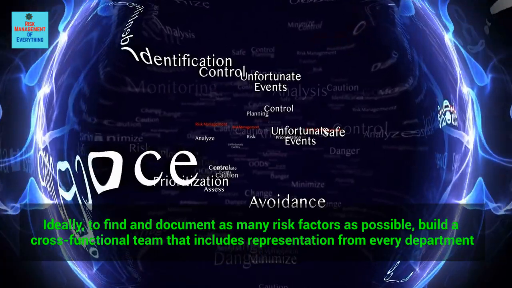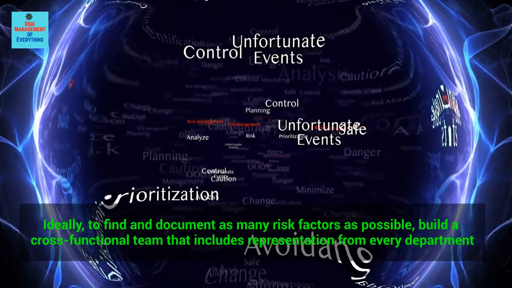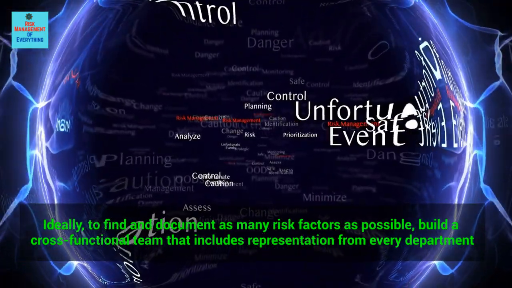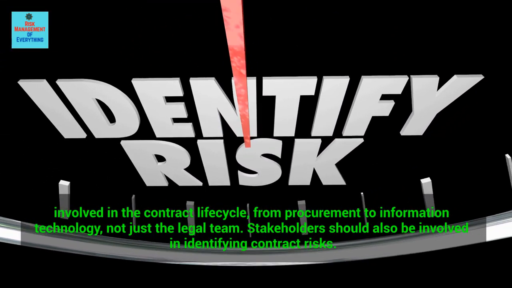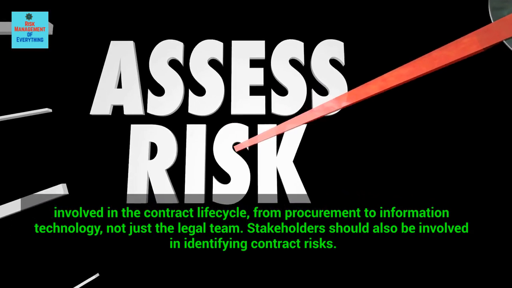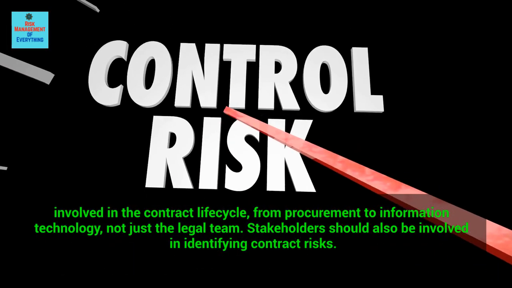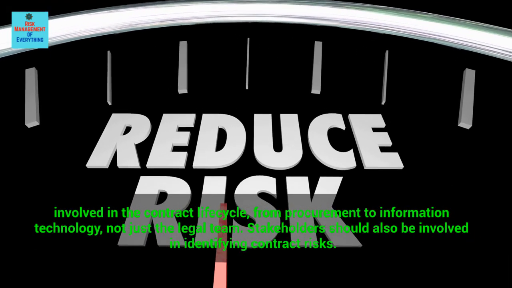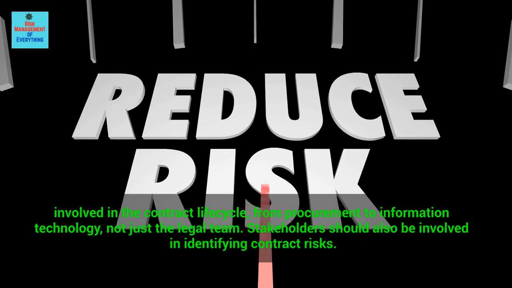Ideally, to find and document as many risk factors as possible, build a cross-functional team that includes representation from every department involved in the contract lifecycle, from procurement to information technology, not just the legal team. Stakeholders should also be involved in identifying contract risks.